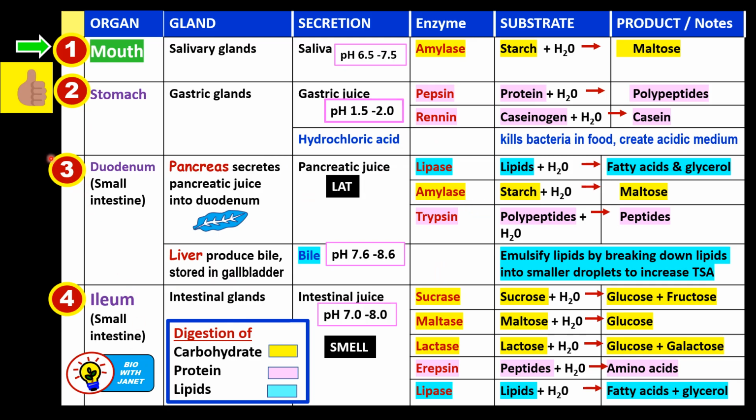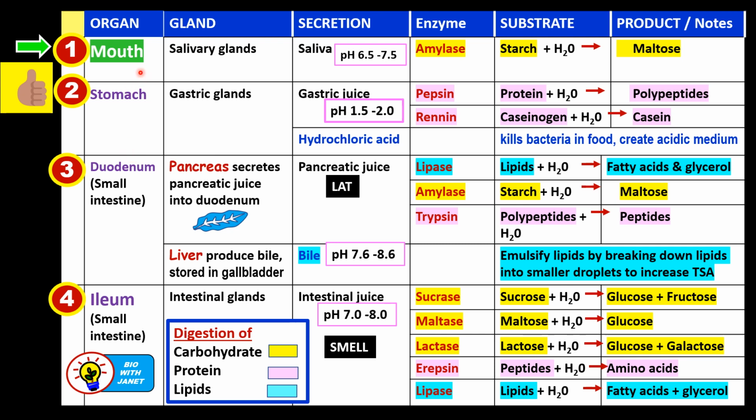So here is a very useful table which I've drawn up to show all the different processes of digestion or hydrolysis involving all the different enzymes in the digestive system, starting from the mouth to the stomach, duodenum, and finally the ileum, right? So you can copy this down in your notebook, and it will be very useful to you when you do your revision. Okay, it summarizes everything that we're going to study here.